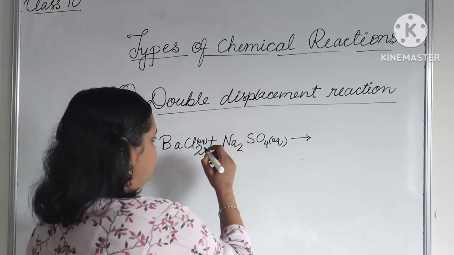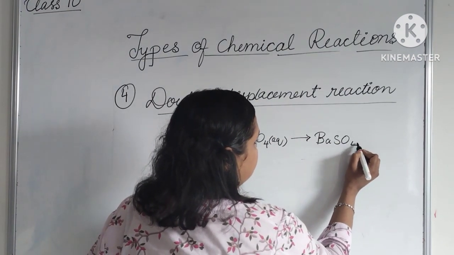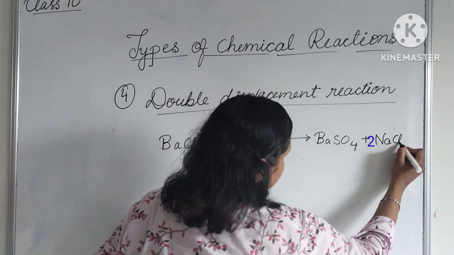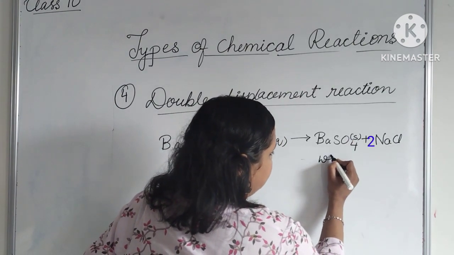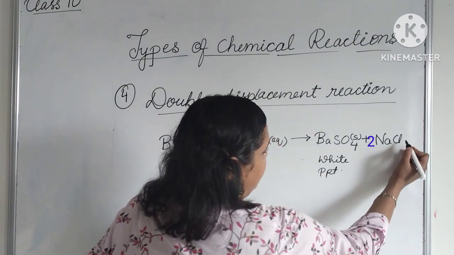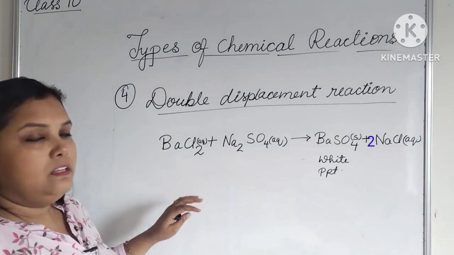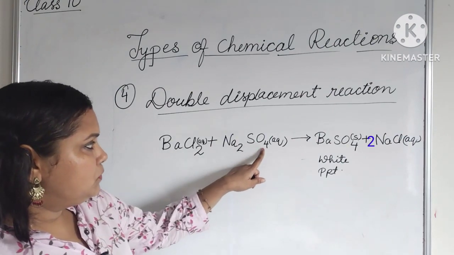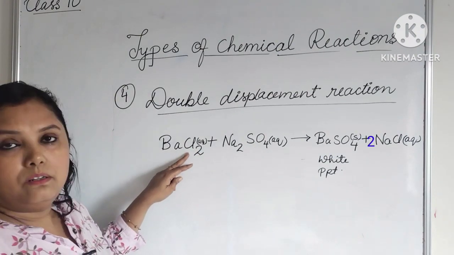Barium sulfate is formed and sodium chloride is formed. So this barium sulfate is a white precipitate. Okay, and NaCl will be in the solution. So this is an example where barium attaches to the sulfate ion and sodium attaches to the chloride ion.